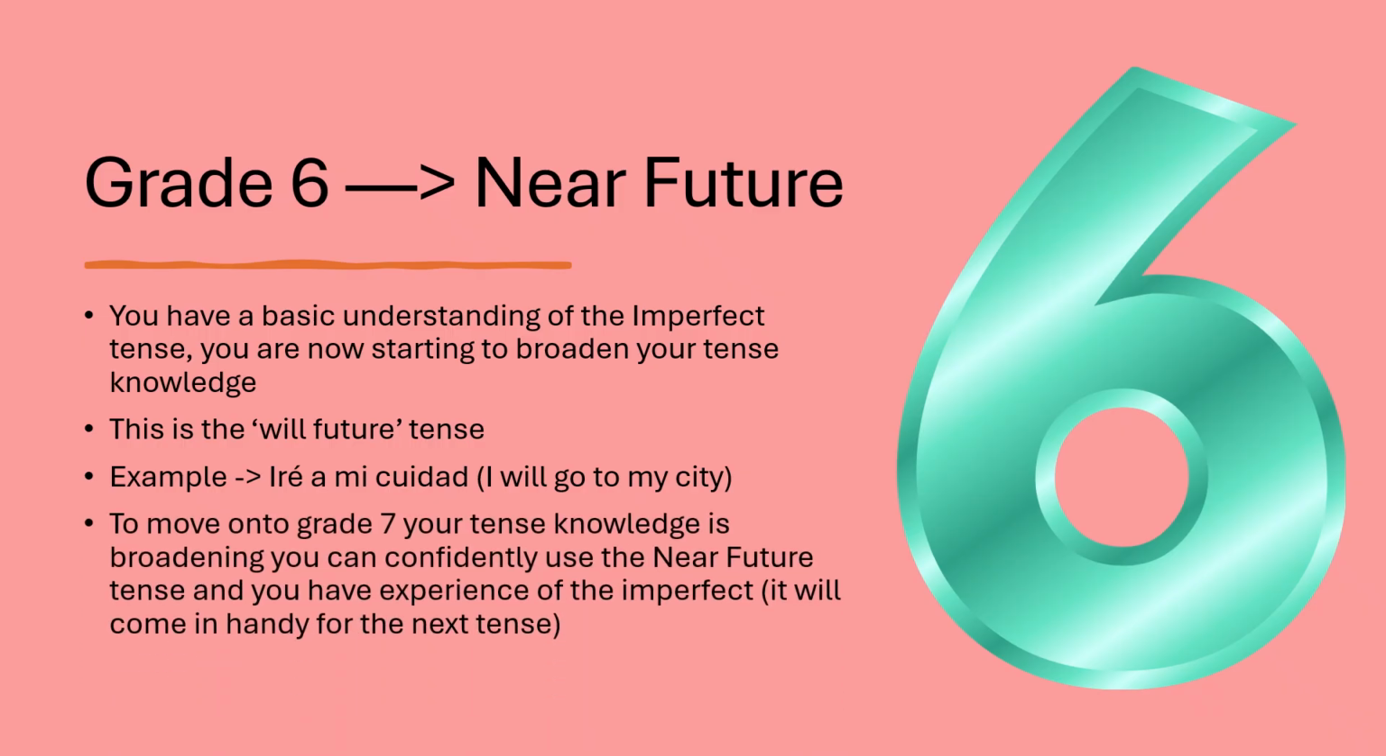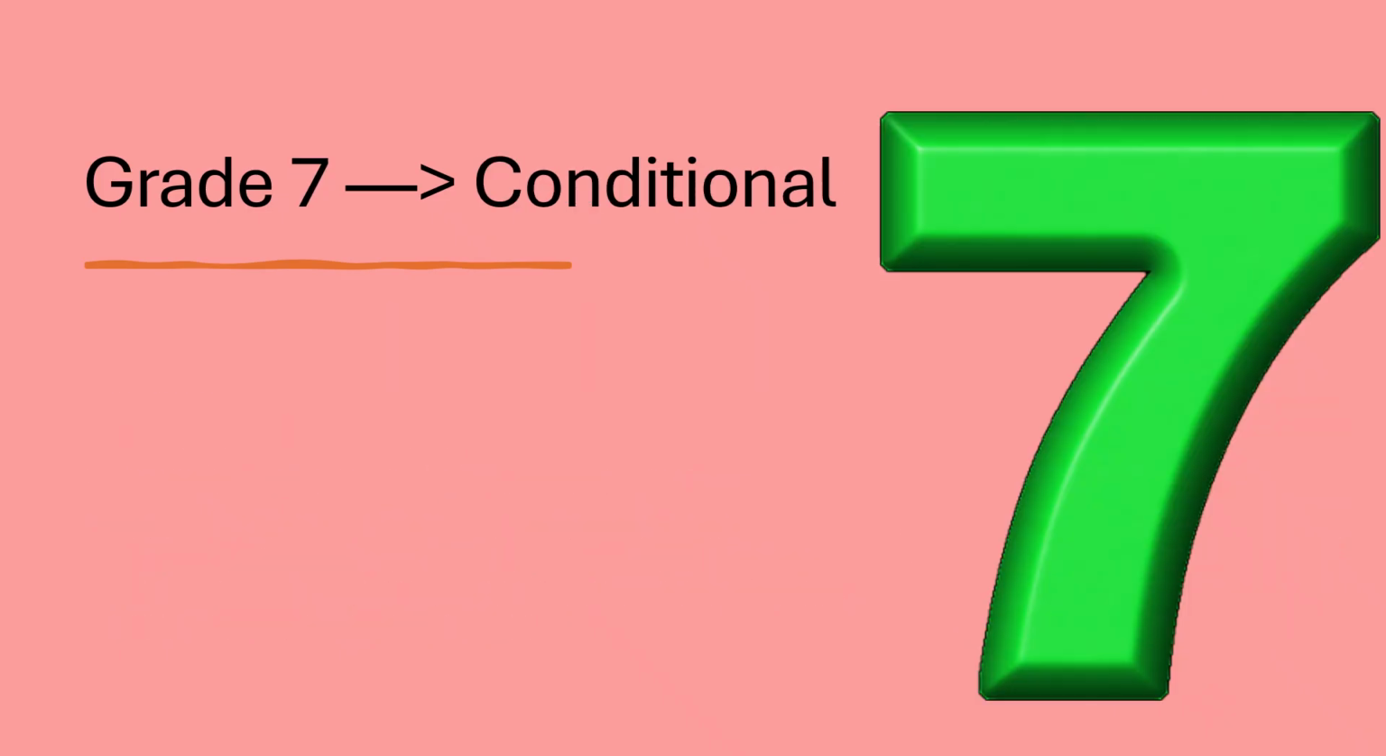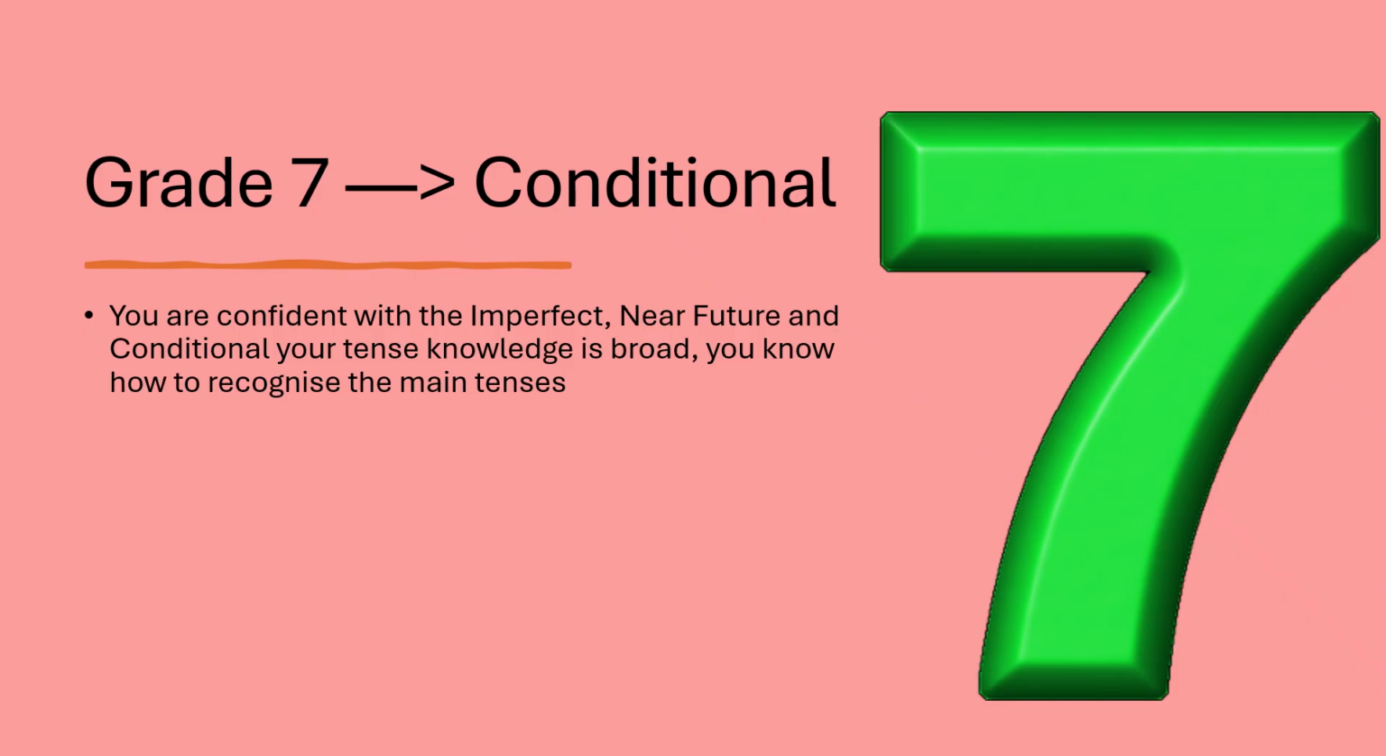To move on to grade 7, which is where the imperfect will be helpful, your tense knowledge is broadening and you can confidently use the near future, and you should have experience of the imperfect. It will come in handy for the next tense. Right, the grammar reveal, keep going on about it. Grade 7 is the conditional. You are confident with the imperfect, near future, and conditional. Your tense knowledge is broad. You know how to recognise the main tenses.